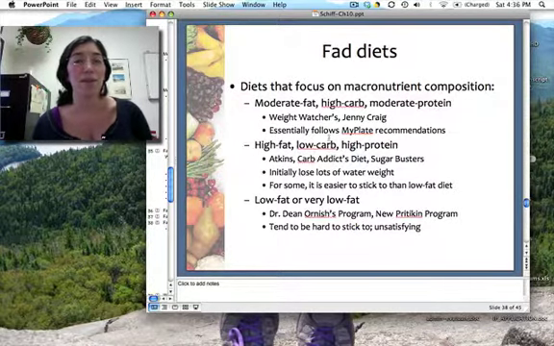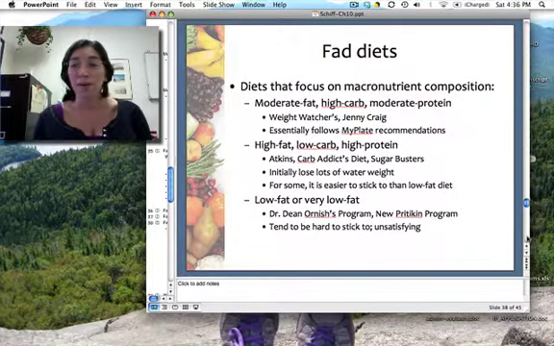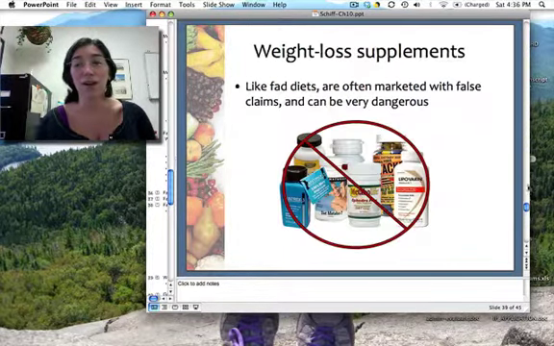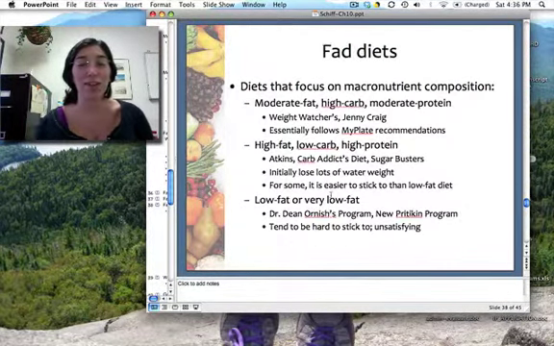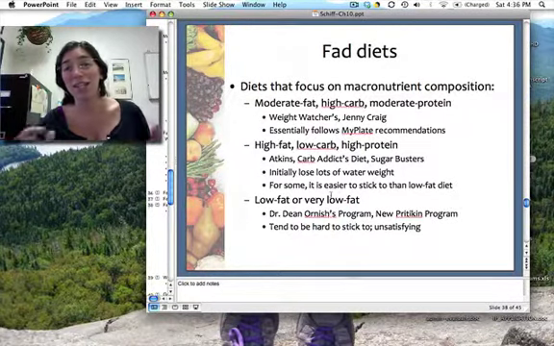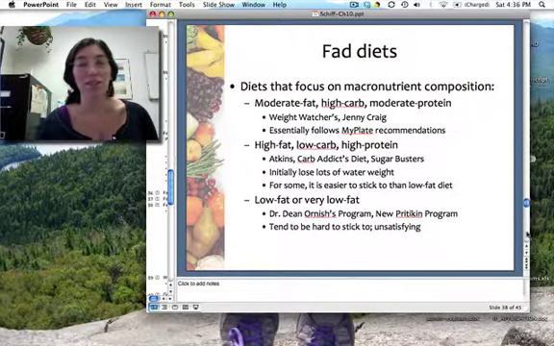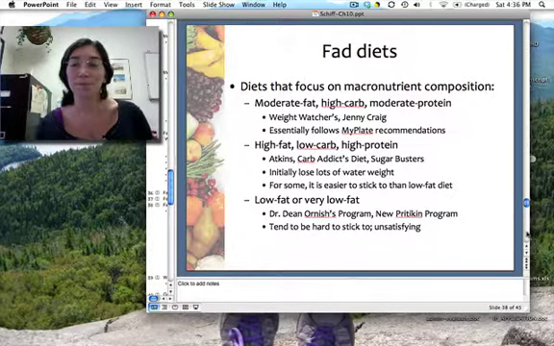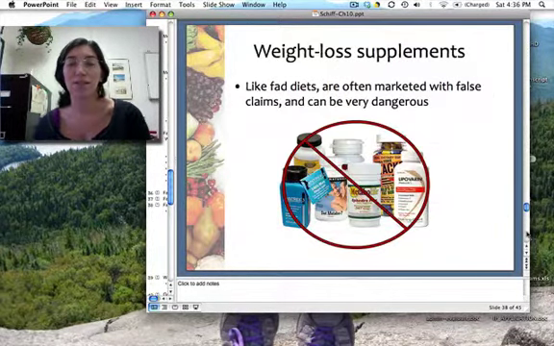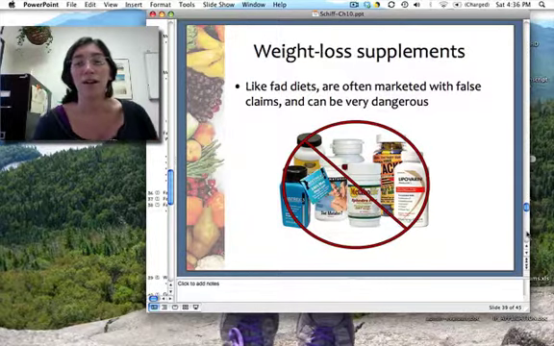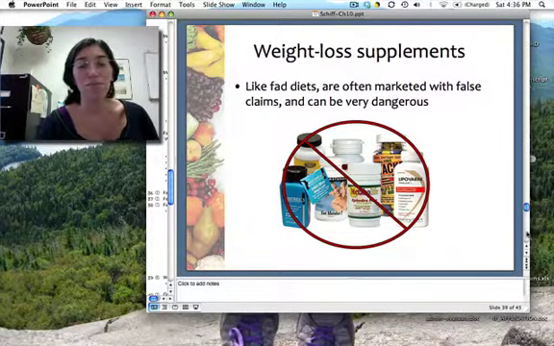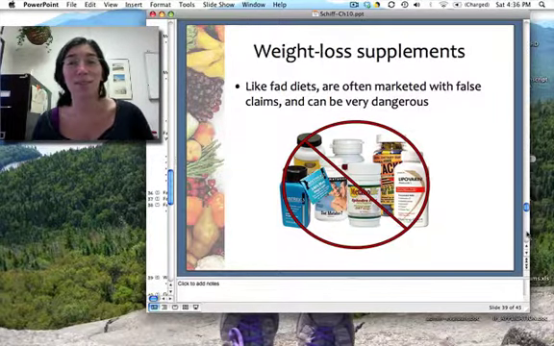And people tend to be able to stick to the low-carb diets better. So those are also kind of classified as fad diets. Low-fat diets were a fad more in the 90s, whereas low-carb diets became more popular at the millennium, the early 2000s. So the last thing about weight loss is there are weight loss supplements out there that sort of has to do with fad diets.